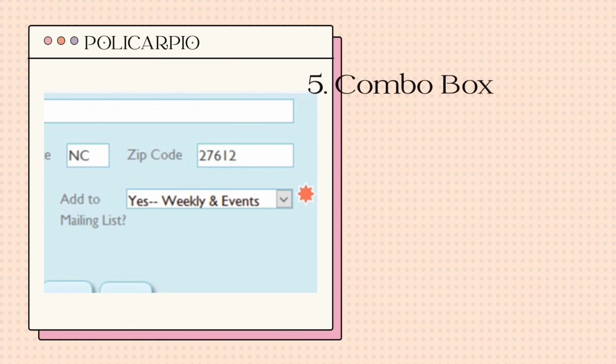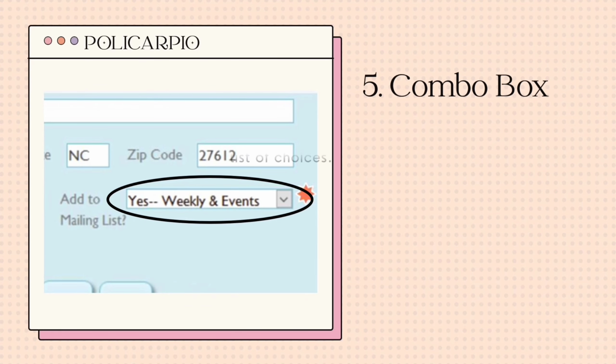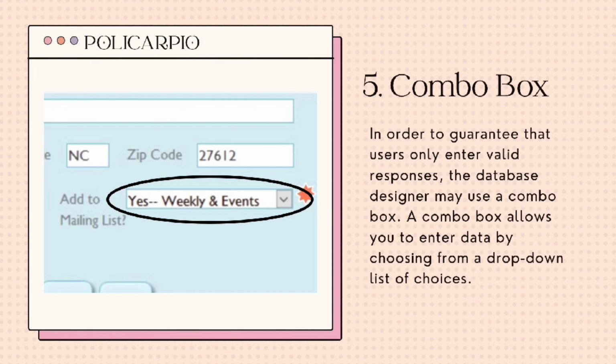So the next one is the combo box. In order to guarantee the users only enter valid responses, the database designer may use a combo box. A combo box allows you to enter data by choosing from a drop-down list of choices. So ayan dyan sa presentation, may kita kayo dyan picture na may parang asterisk na color orange, which is ayun yung ating combo box. Ang nakalagay dyan is add to mailing list. So you may use combo box that allows you to enter data by choosing from a drop-down list of choices.